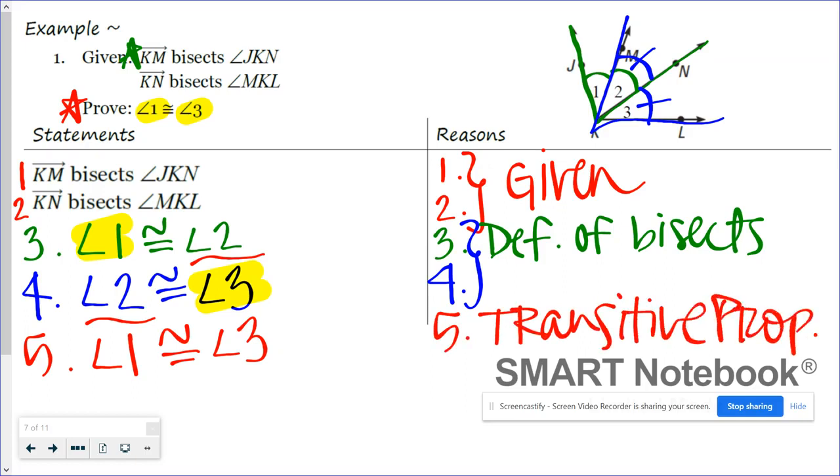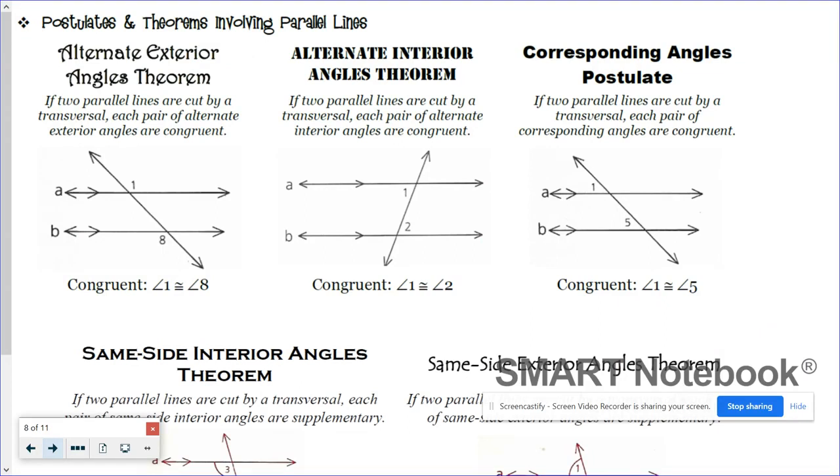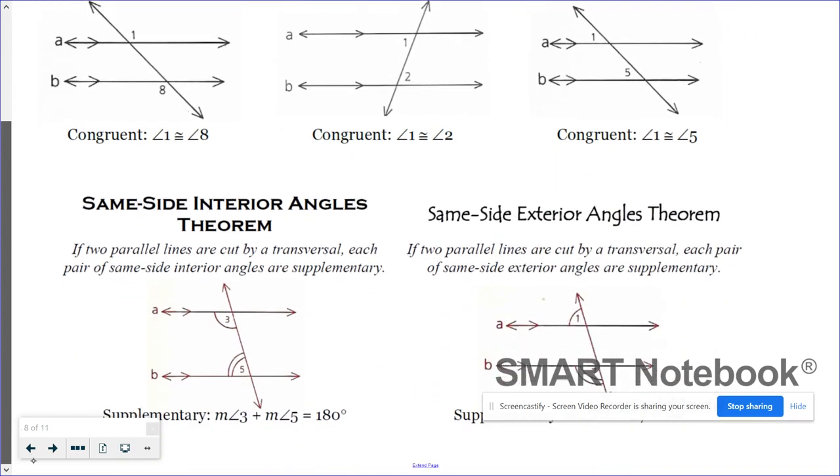Okay. So now let's bring our parallel lines and the angles associated with them into this lesson. So we have 5 postulates and theorems involving parallel lines. The alternate exterior angles theorem, the alternate interior angles theorem, and the corresponding angles postulate will prove that these angle pairs are congruent to each other. The same side interior angles theorem and the same side exterior angles theorem will prove that these angle pairs are supplementary to each other.